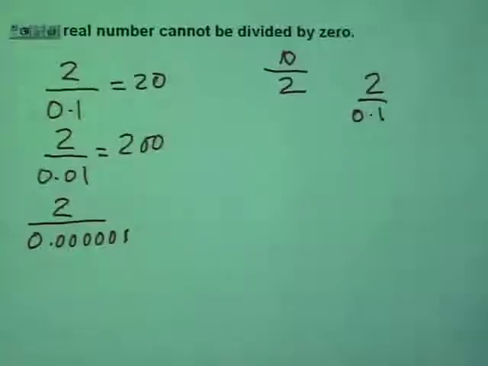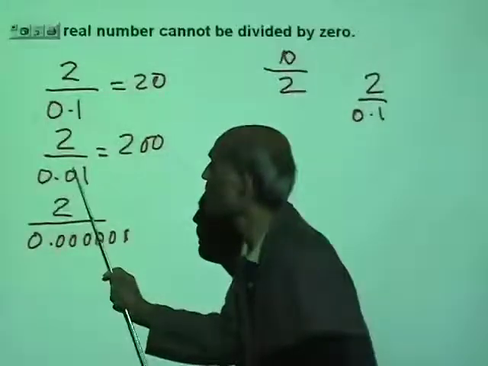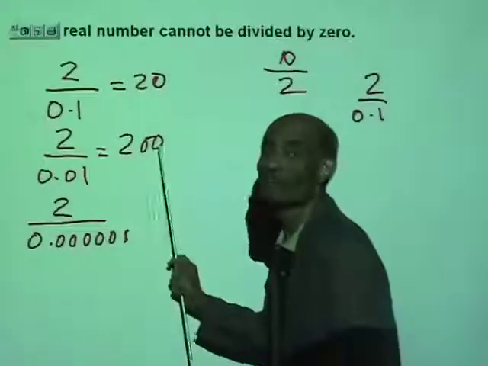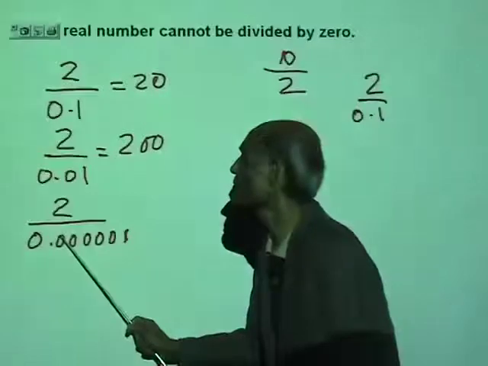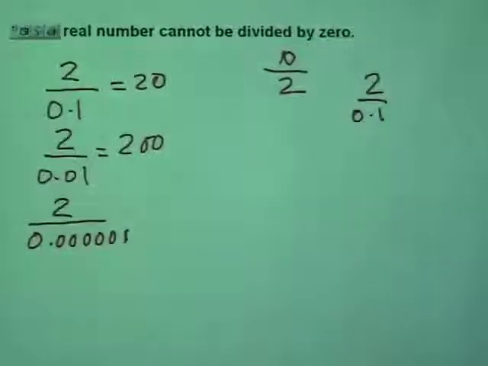Now, 2 divided by 0.5 zeros and 1. What will be that? You see, 2 divided by 0.01 is 200. What will be 2 divided by 0.5 zeros and 1? It will be 2 and 6 zeros. Is that right? Yes. That will be 2 million.